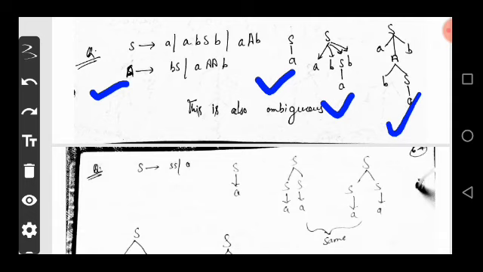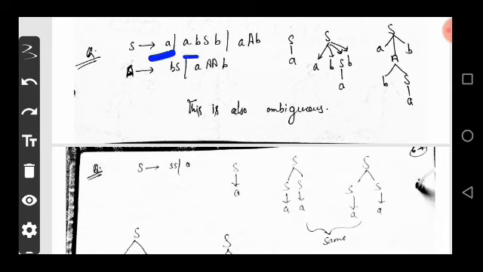And also according to our short trick, here S produces A as a starting symbol, and A also produces A as a starting symbol, so it is an ambiguous grammar. Now move on to the next question.